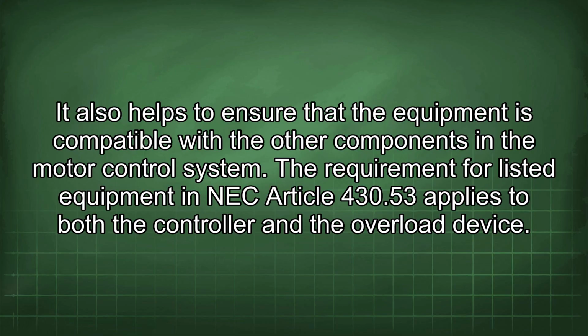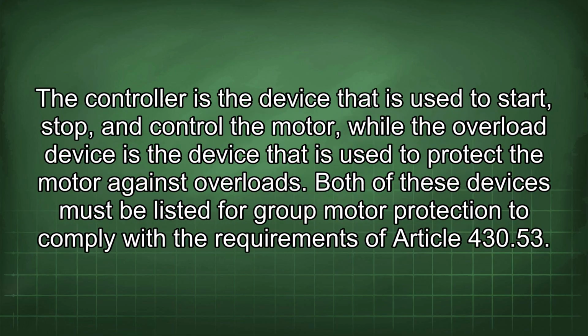The requirement for listed equipment in NEC Article 430.53 applies to both the controller and the overload device. The controller is the device that is used to start, stop, and control the motor, while the overload device is the device that is used to protect the motor against overloads. Both of these devices must be listed for group motor protection to comply with the requirement of Article 430.53.